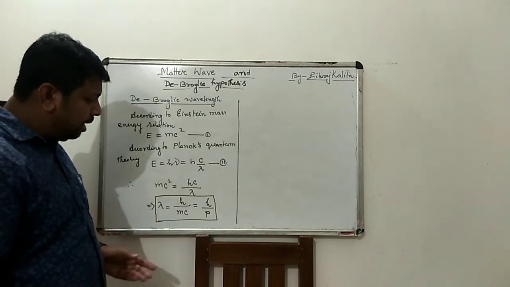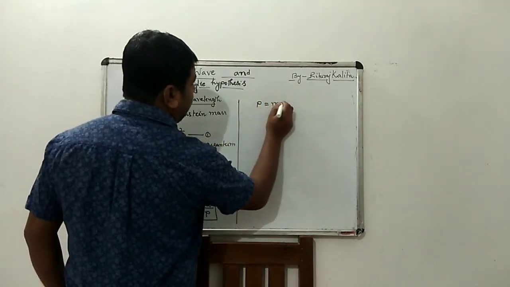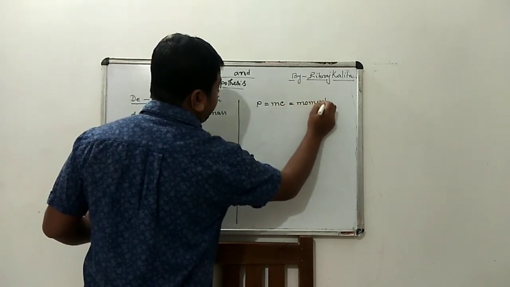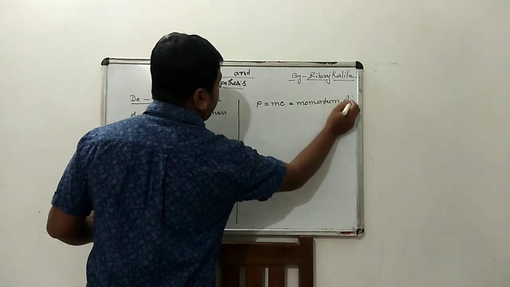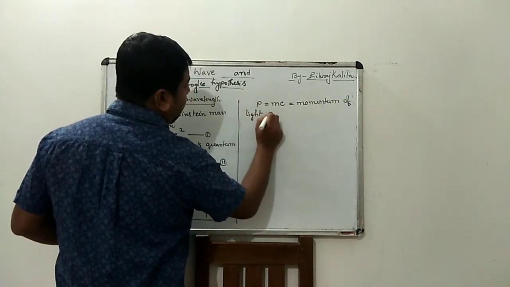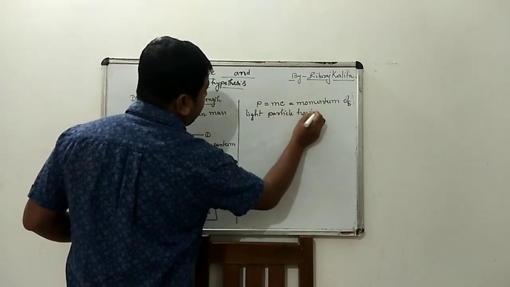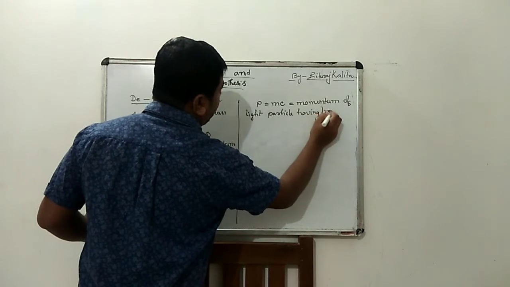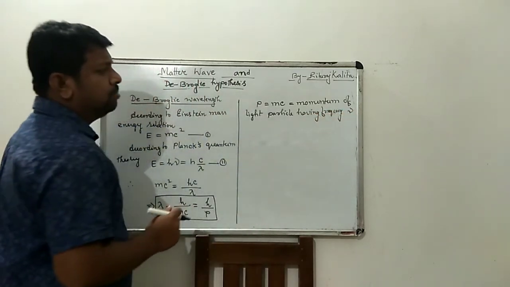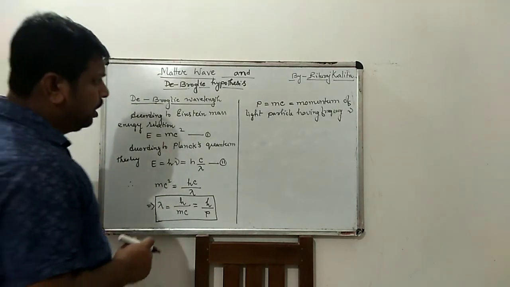P equal to mc is the momentum of a light particle having frequency nu.